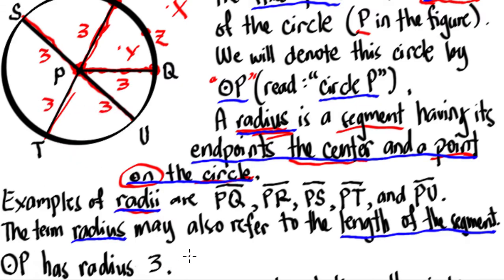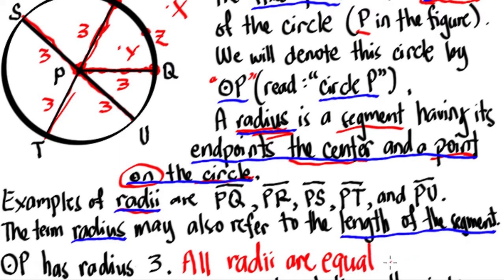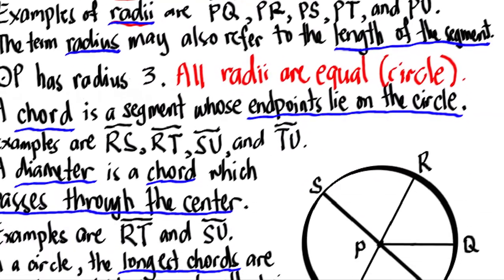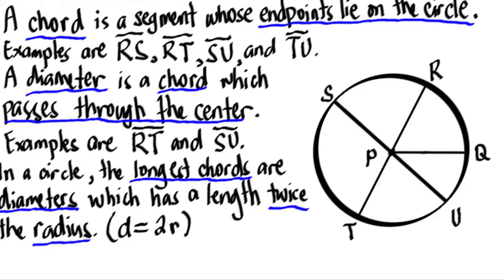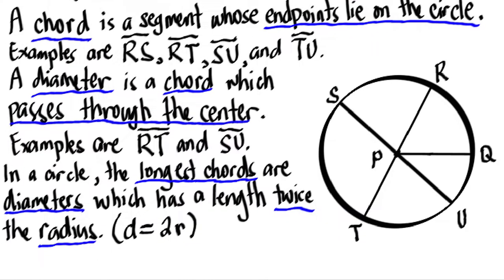One more fun fact: all radii of a circle are equal. Let me put that in. All radii of a circle are equal. So here, for example, circle P has radius 3. Okay, moving on. Let me fix that. For more vocabulary or terminology, shall we have?